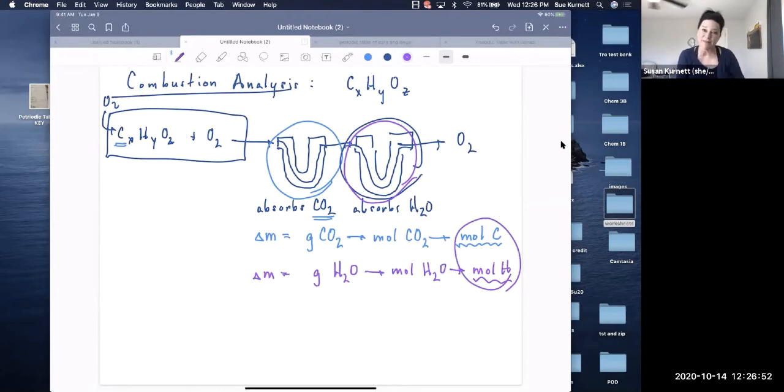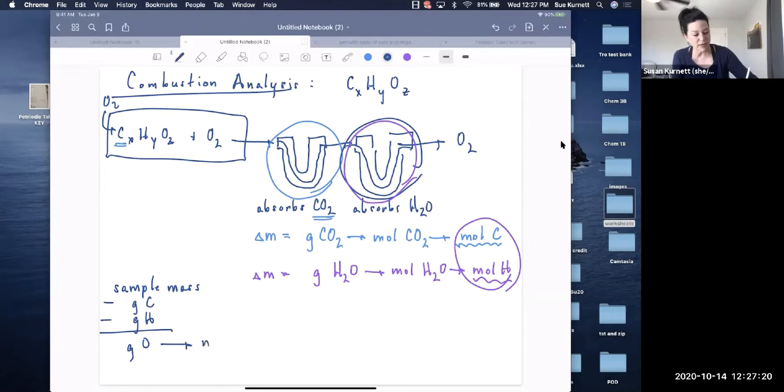we need is oxygen. And that's the part that is trickier and different with combustion analysis. To figure out how much oxygen, we're going to have to start with, we'll have to be given a starting mass, so a sample mass, and then we'll subtract out the grams of carbon, and we'll subtract out the grams of hydrogen, and what we're left with is grams of oxygen. We change that to moles of oxygen, and now we have the 3 moles that we need to do the molar ratio to come up with the formula. Does that make sense?